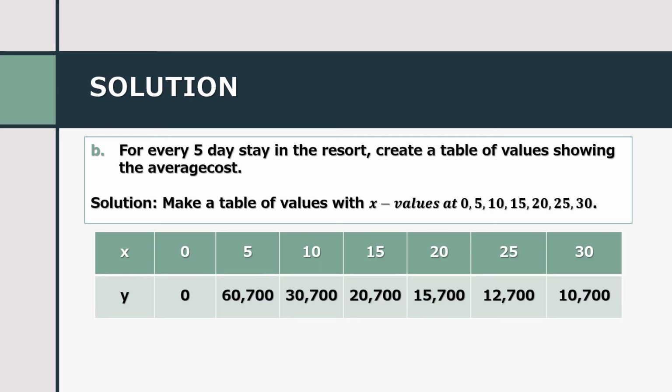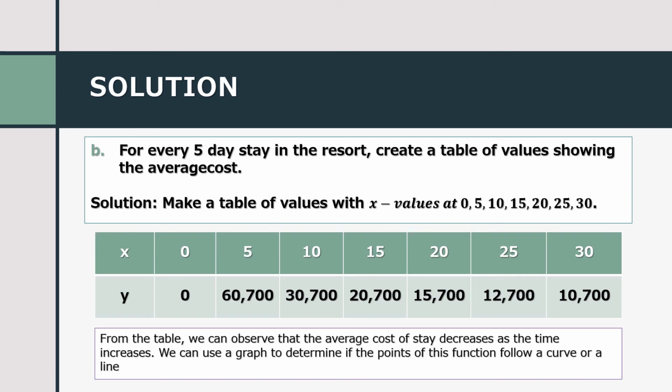For x equal to 0, the value of y is 0. If x is equal to 5, the value of y is 60,700. If x is 10, 30,700. 15, 20,700. 20, 15,700. 25, 12,700. And 30, 10,700. From the table, we can observe that the average cost of stay decreases as time increases. So the longer you stay, the average cost decreases.